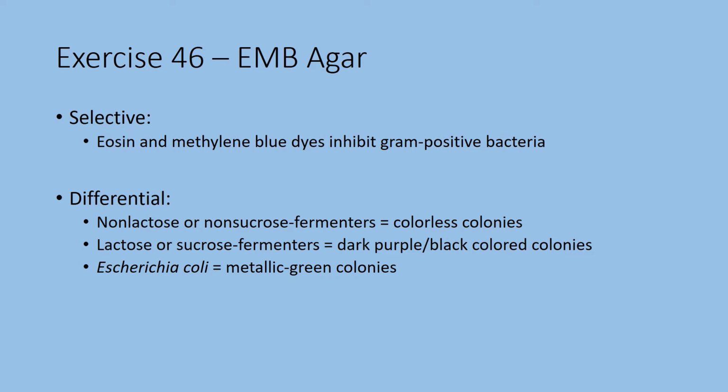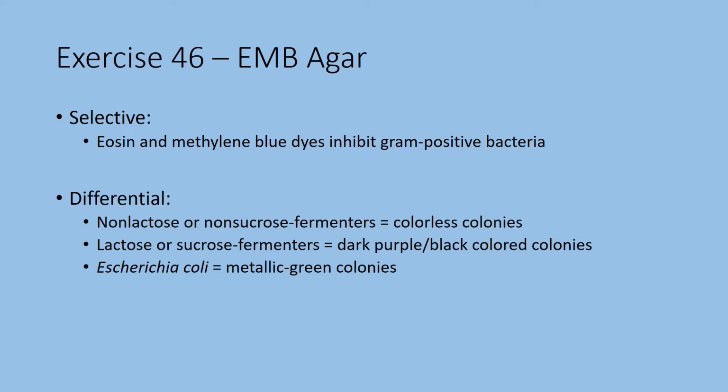The eosin methylene blue, or the EMB agar, is selective in that it has two dyes in it, eosin and also methylene blue, and both of those dyes are inhibitory to gram-positive bacteria. How is it differential? It depends on the colors of the colonies. Once again, you look at that to distinguish between them. Non-lactose or non-sucrose fermenters are going to be colorless. If it is a lactose or sucrose fermenter, then the colonies typically will be a very dark color, like dark purple or even black colonies.